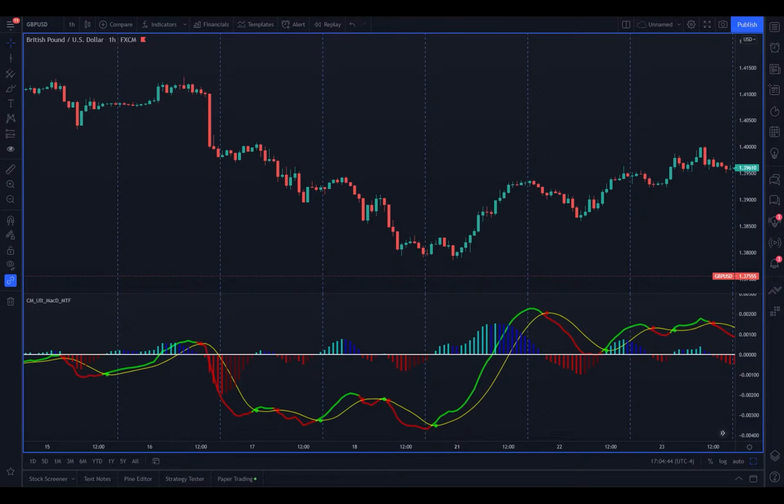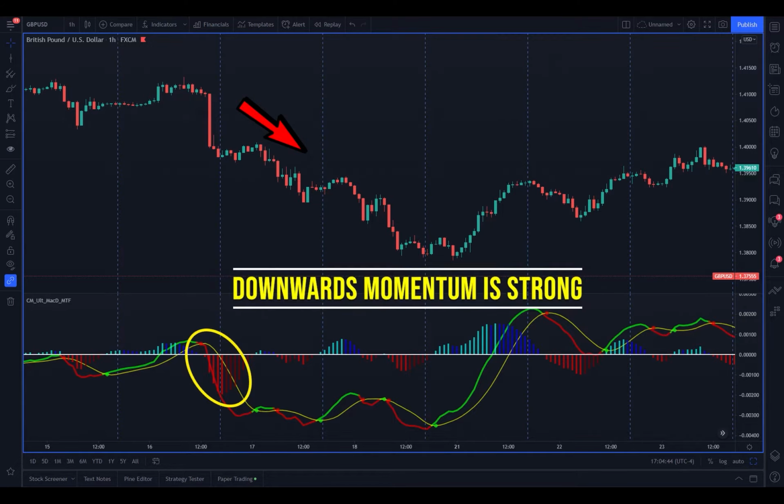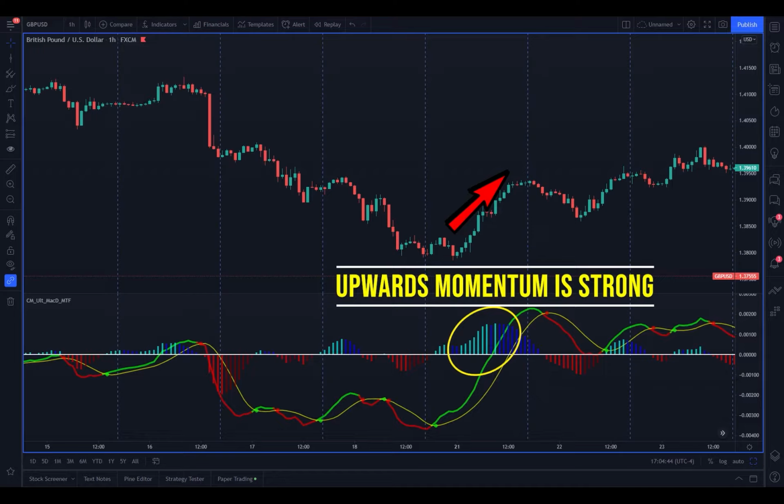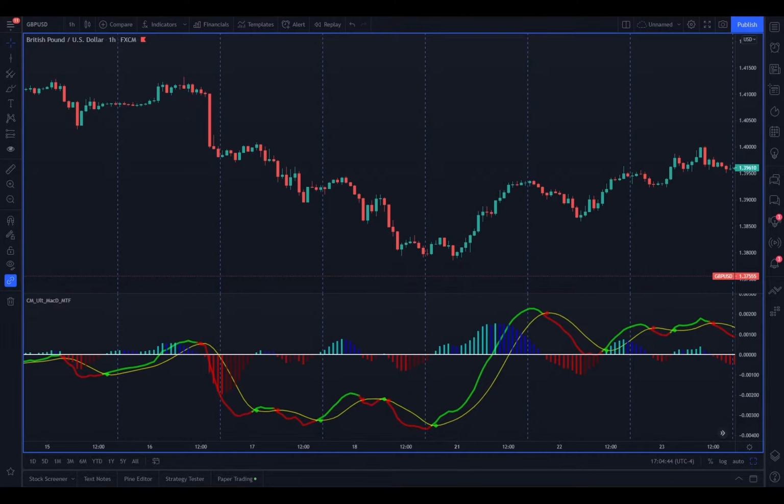Traders can also use the size of the histogram to determine the strength of the momentum. If the MACD line crosses below the signal line while the histogram is getting larger, it shows us the downwards momentum is getting stronger. Same applies if the MACD line crosses above the signal line while the histogram is getting larger, it shows us upwards momentum is strong.